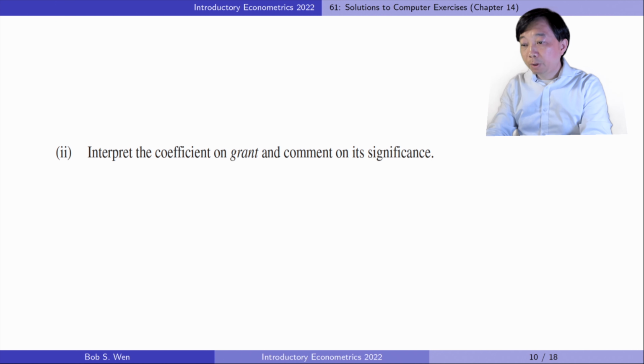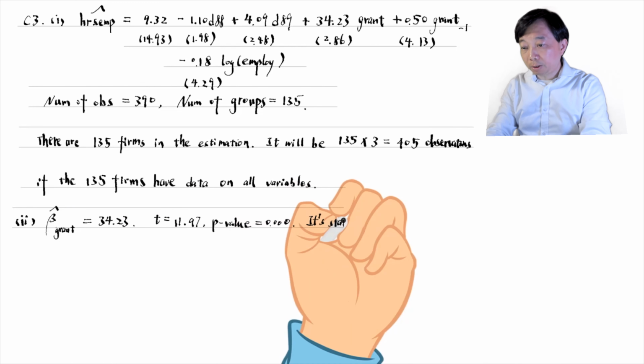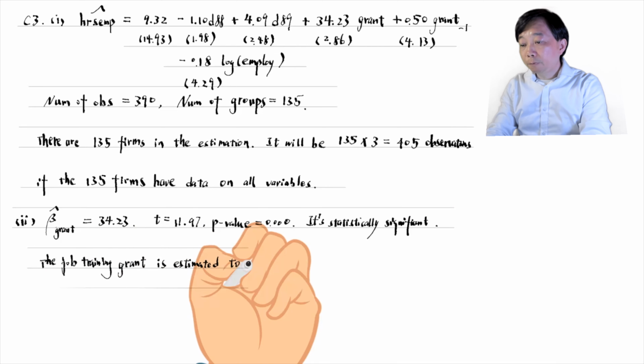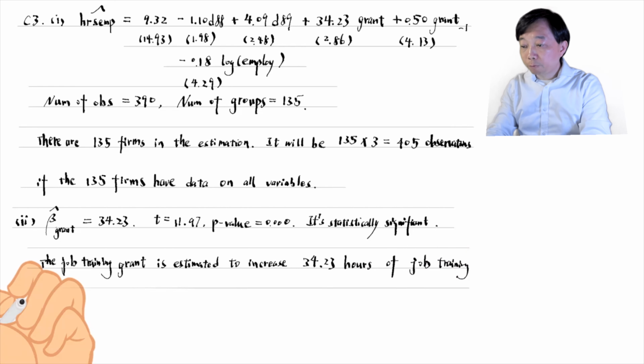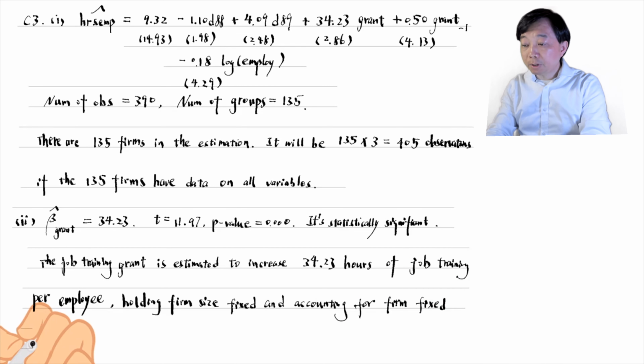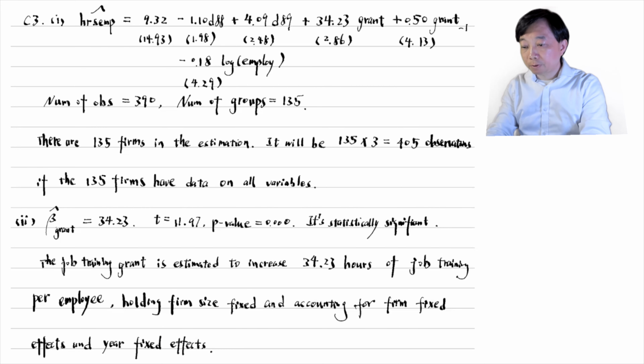In part 2, we will interpret the coefficient on grant and comment on its significance. The estimate is 34.23. It is statistically significant at the 1% level with a t-statistic of 11.97. The job training grant is estimated to increase job training by 34.23 hours per employee on average, holding the firm size fixed and accounting for the firm fixed effects and the year fixed effects.